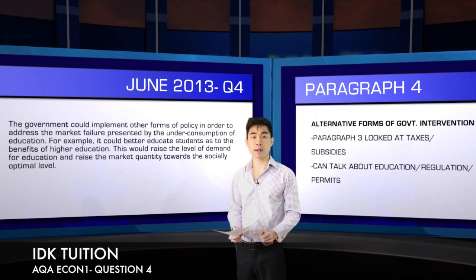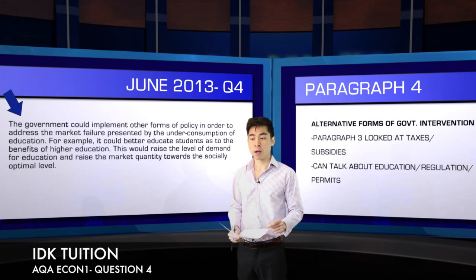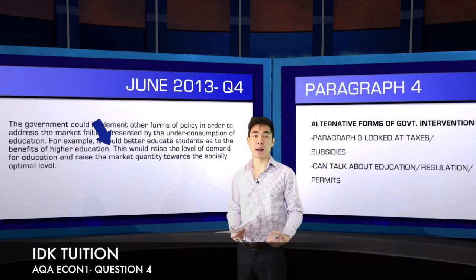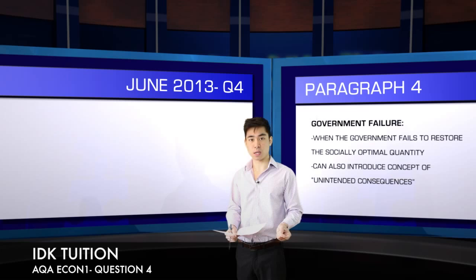So we're saying that if the government raises students' awareness of the true benefits of education, that information gap is going to decrease, and the demand that comes from students for education is going to increase. And naturally, as a result of that, market quantity is going to increase, and that underconsumption of education is going to fall. The very easy way to evaluate this is by talking about government failure.